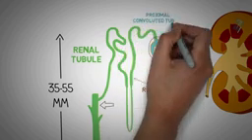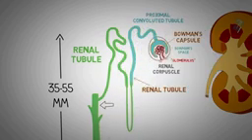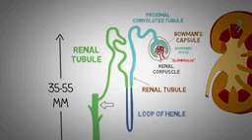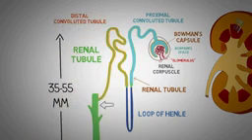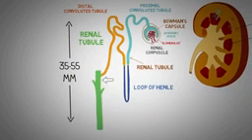The proximal convoluted tubule, which is this part of the tubule shown in the light blue color. Then we have the loop of Henle, which is shown in dark blue color. And finally, we have the distal convoluted tubule, which is this part of the tubule shown in orange color. The distal convoluted tubule in turn ends into the collecting duct.